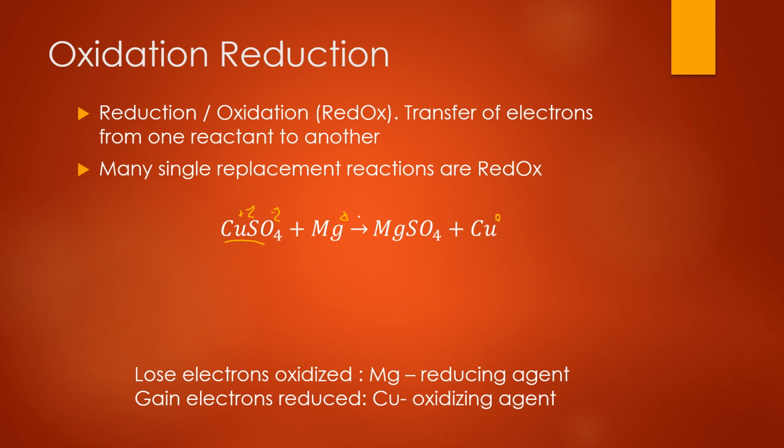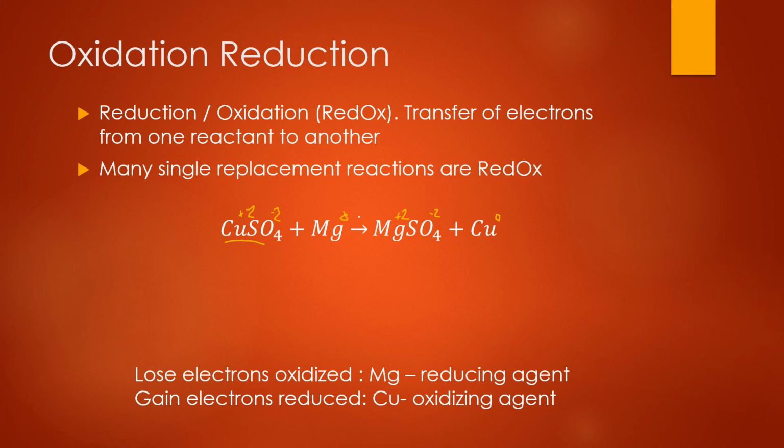On the product side, magnesium is now in the compound. So now that magnesium is in a compound, it's going to have a charge. Its charge is also going to be +2, just like copper. That we can find by looking at a periodic table. But we also know it needs to be +2 because the sulfate is a -2, and they need to cancel each other out.